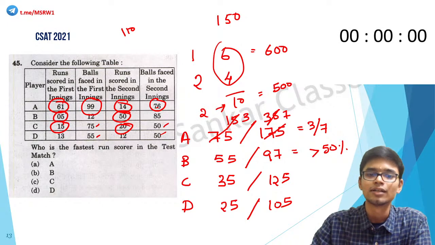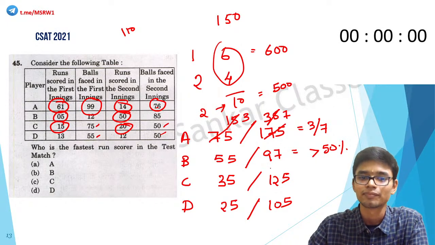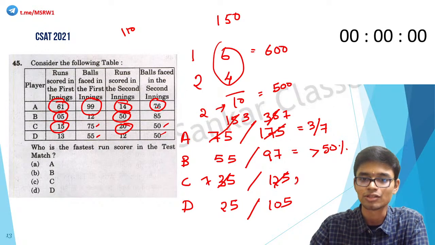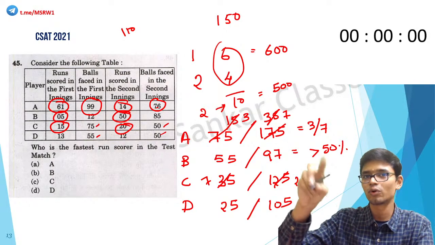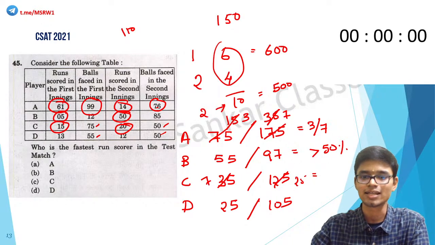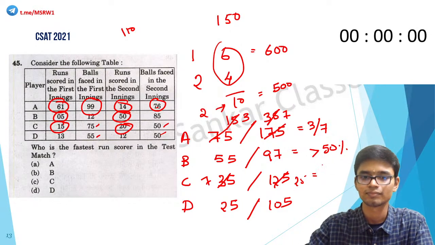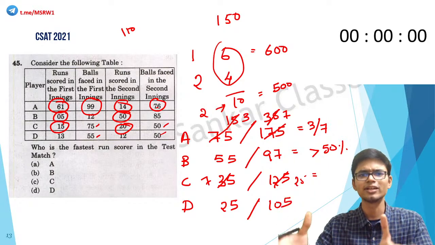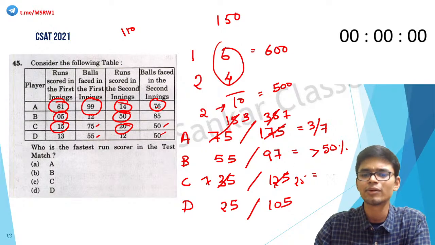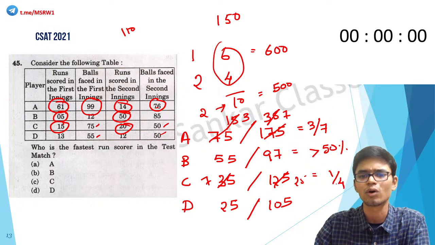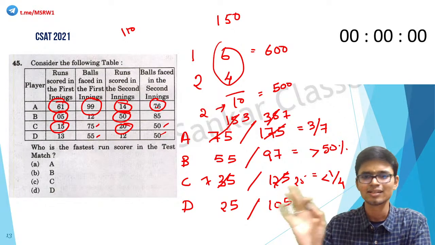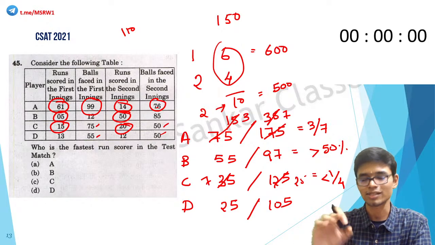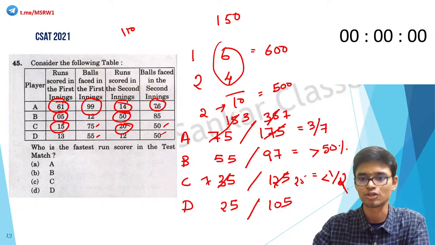True? Third one, 35 by 125. Again, cancelling by 5, we will get 7 by 25. 7 into 4 is 28, so that is less than 25. So we can say this fraction is also less than 50%. That's all we need to know. We don't have to have the exact number. 7 by 25 is roughly around 1 by 4. If the denominator was 28, it would be exactly 1 by 4. But the denominator is 25, so it is something more. That's anyway less than 1 by 2, for sure.